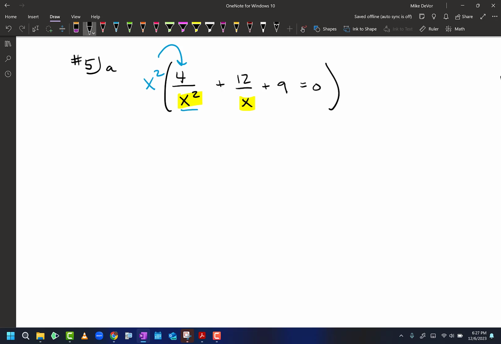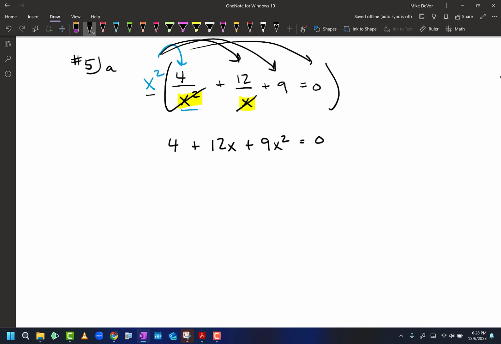So when I do this first term, x squared times 4 over x squared, the x squares cancel, so that's just going to be 4 plus, now when I go over here, the x cancels, leaving an x here, so that's going to be 12x, plus, as I come all the way over here, plus 9x squared. Then when we come over here, include the equation, of course, and then we get 0.